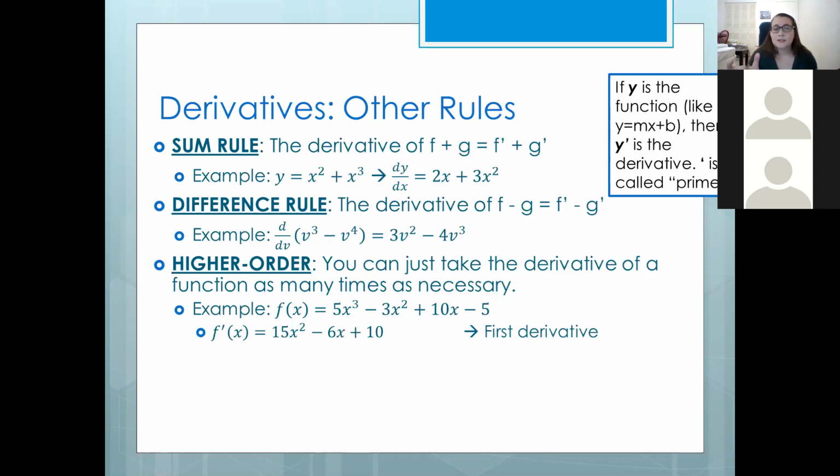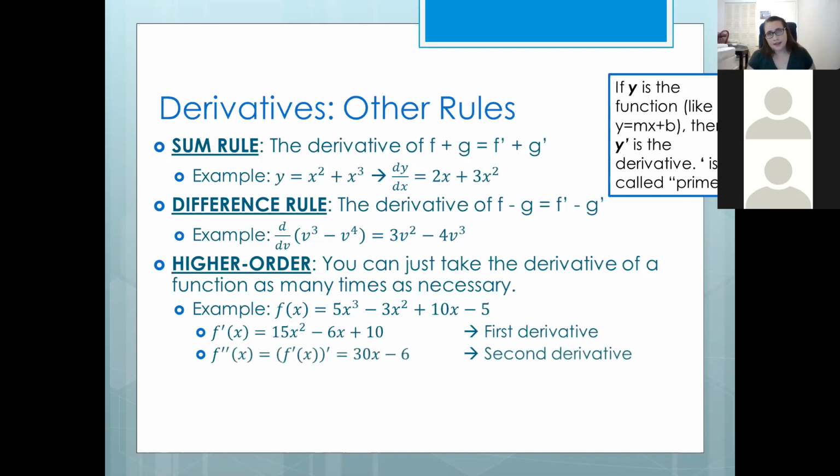The next piece, 10x, is like saying 10x to the 1. So bring down the 1. And then x to the 0 is 1. So the derivative of that chunk is 10. And if you remember from previously, the derivative of any constant number is 0 because the slope of a constant graph is 0. So that's called the first derivative because we've directly taken the derivative of the function.